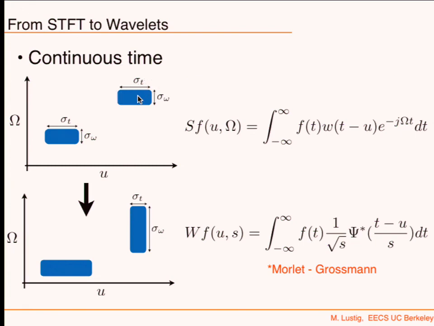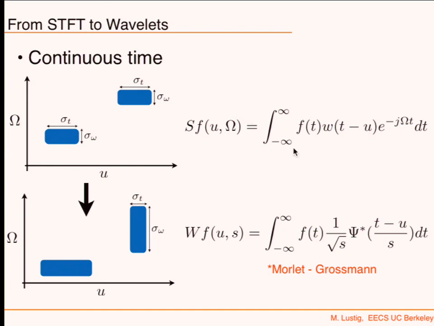With the short-time Fourier transform in continuous time, you've got Heisenberg boxes, all the same size, that depend on the window that you pick in time. That gives you a certain temporal resolution, and it also gives you the ability to resolve frequencies. But the entire space is the same. You move your window around, and then you compute a Fourier transform on that window.